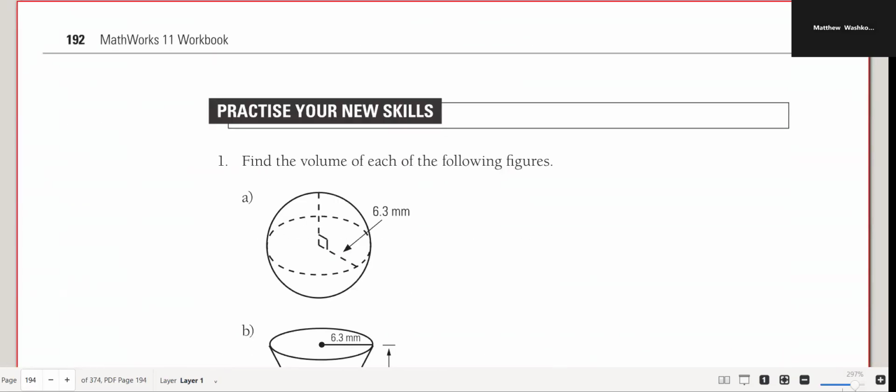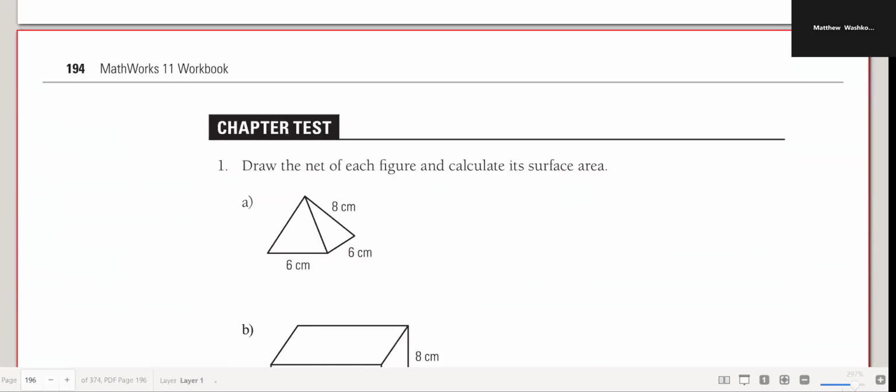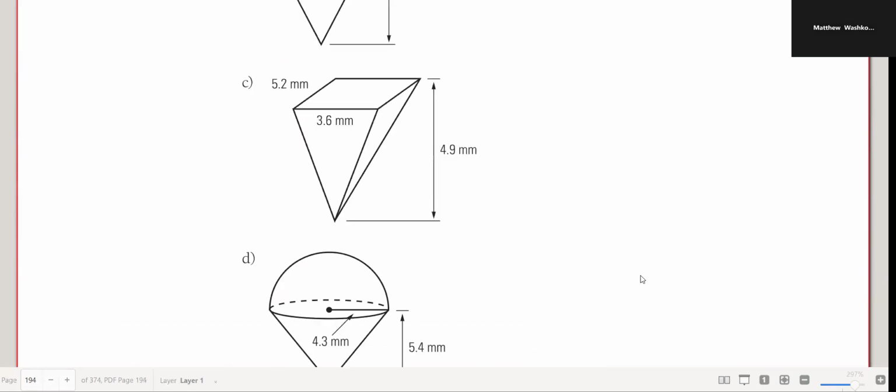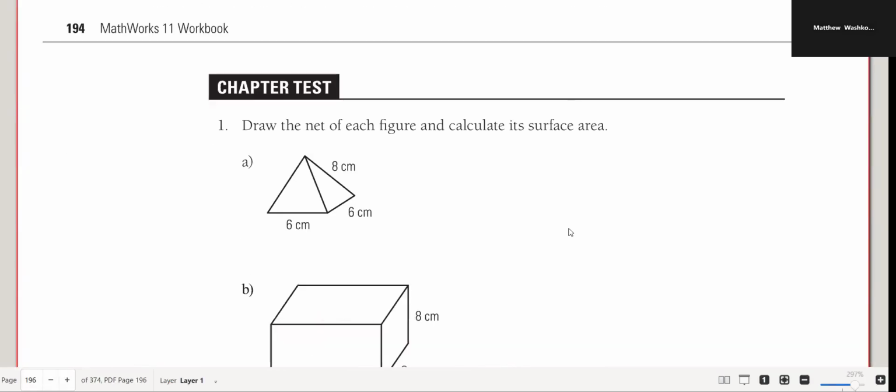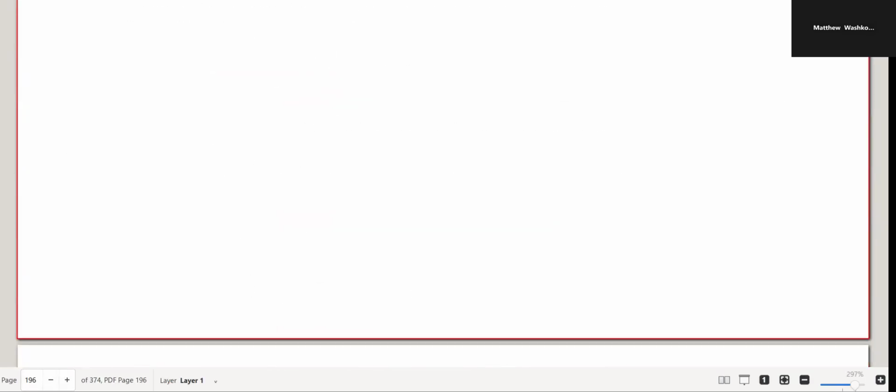But anyways, do your stuff, do your assignments. All right, you guys are more than capable of doing everything in here. So finish off the practice questions, finish off the chapter test, and then you're done this module. Good job.